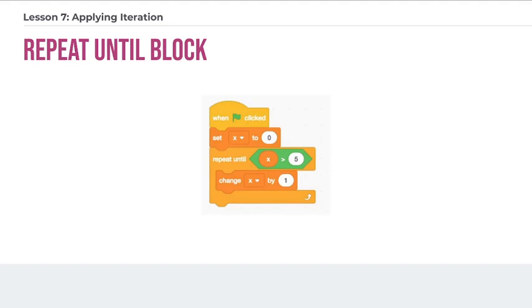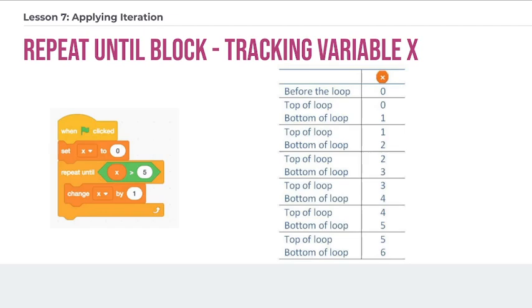In the example you see here, before it starts the loop every time, it's going to check to see if the condition x is greater than 5 is true. And if the condition is true, it's not going to repeat again. The repeat until block can be really helpful to track what the value of the variable x is at any point in the iteration to help us understand how this new piece works.